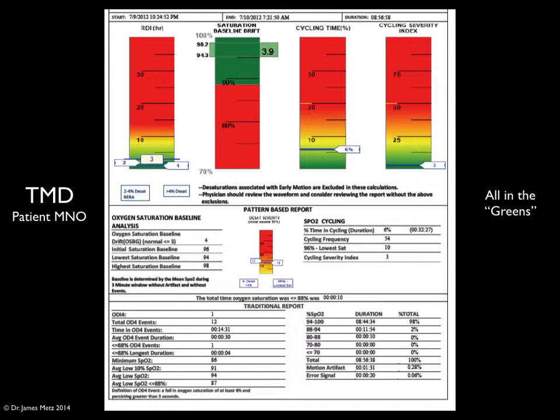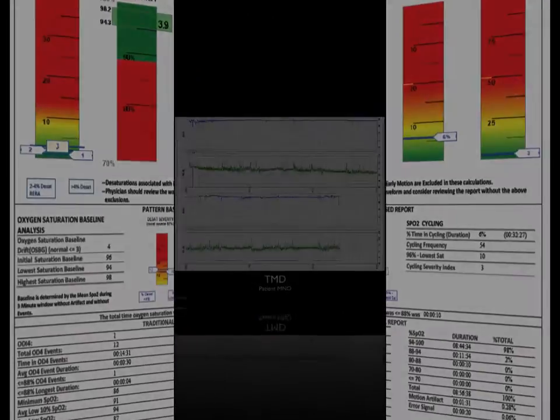TMD patients, typically they'll all be in the greens. They'll be green for the RDI, they'll be green in the baseline drift. Cycling time is usually close to green or green, and the cycling severity is green. So they're all in the greens. But look at the third page of this.